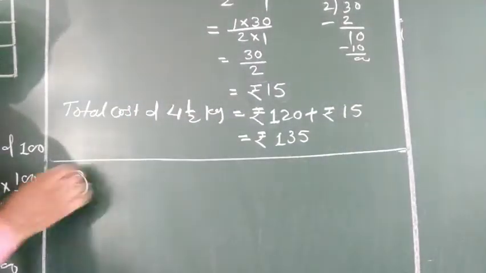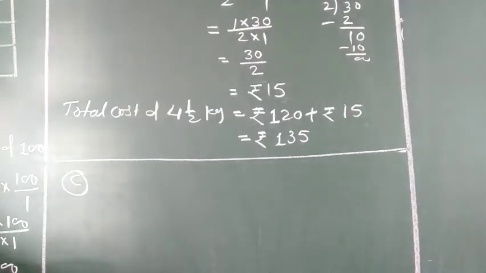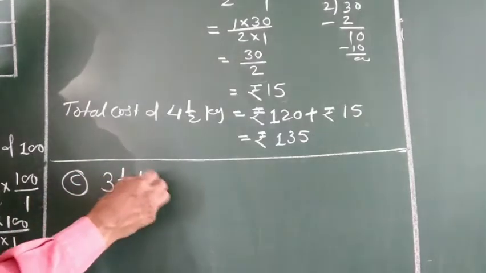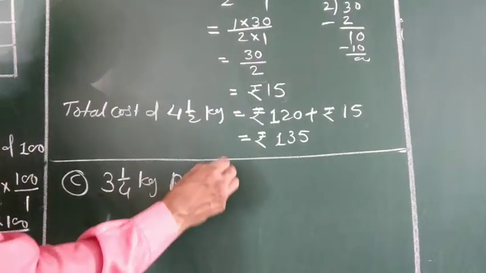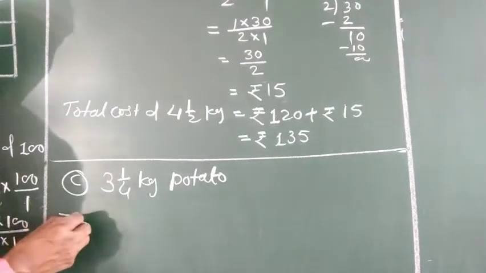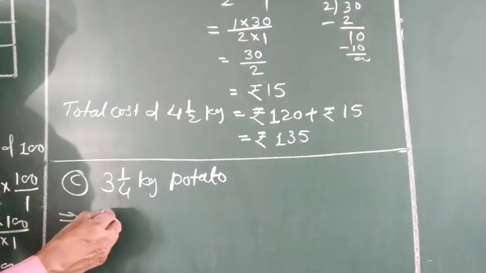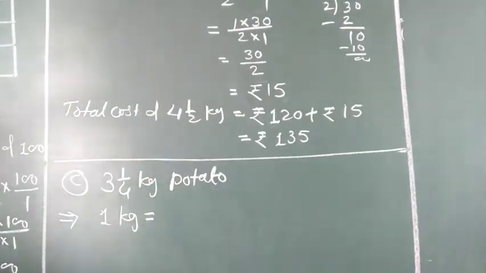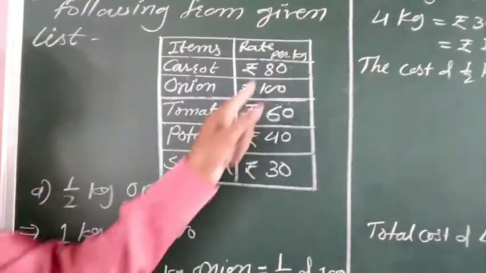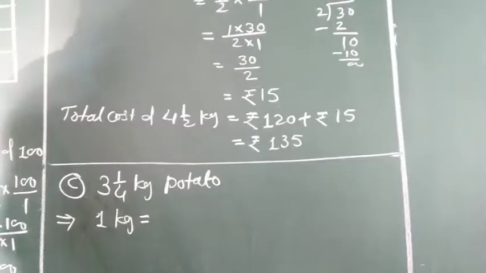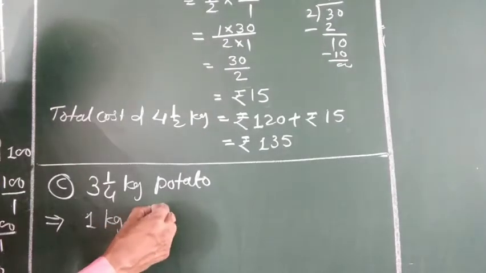Next one, number C example: 3.25 kg potato. First of all, what is the rate of potato per kg? 1 kg is equal to what? From this chart we can know the rate of 1 kg potato. It is rupees 40.